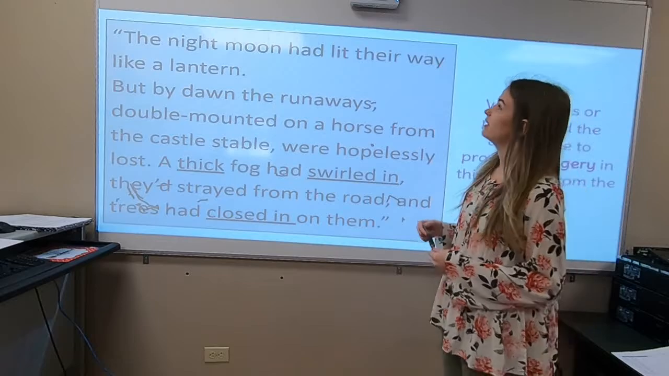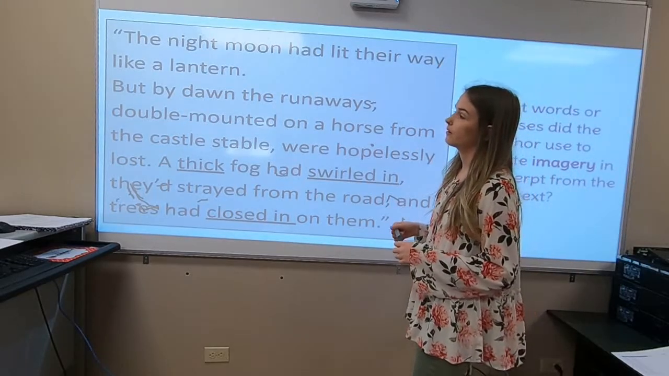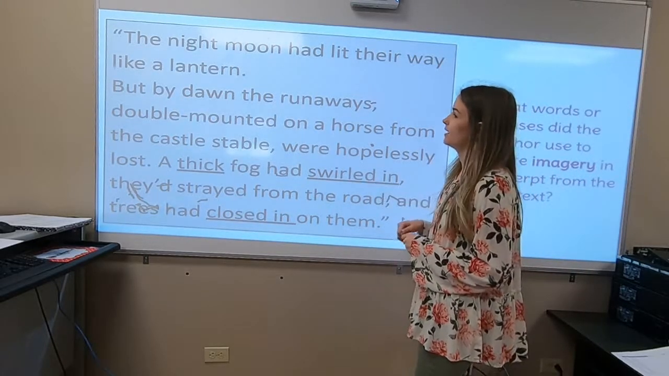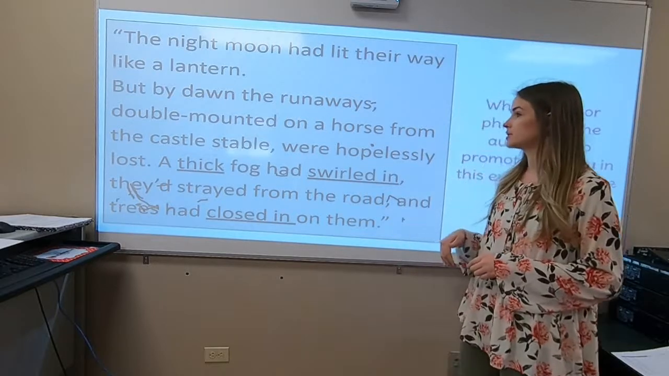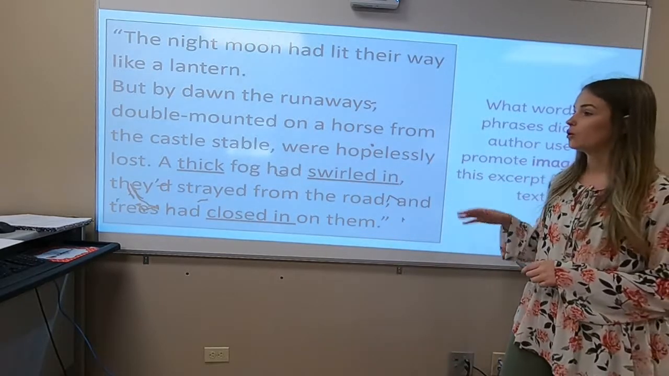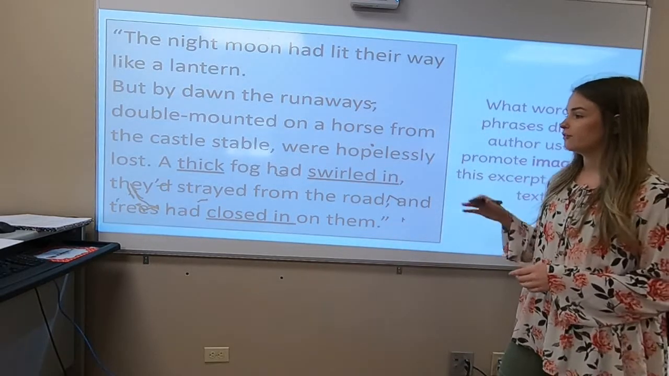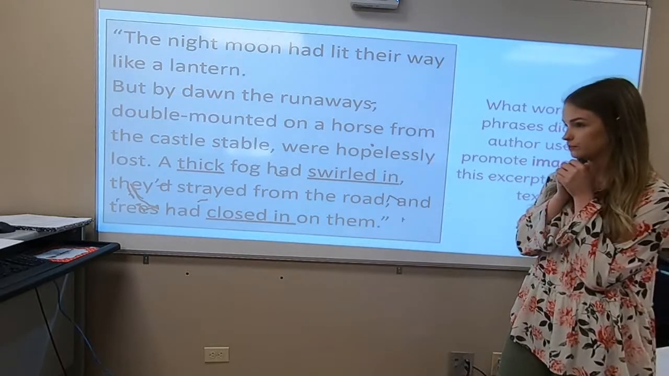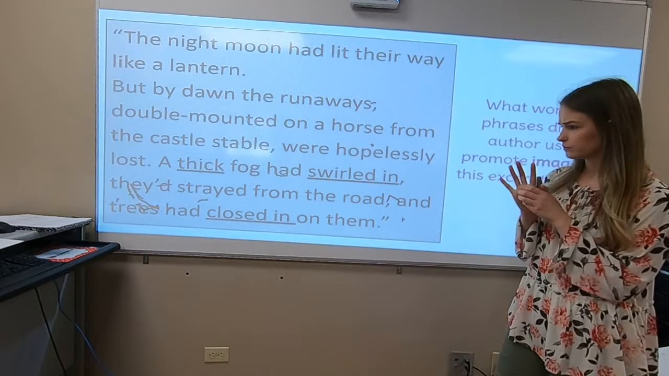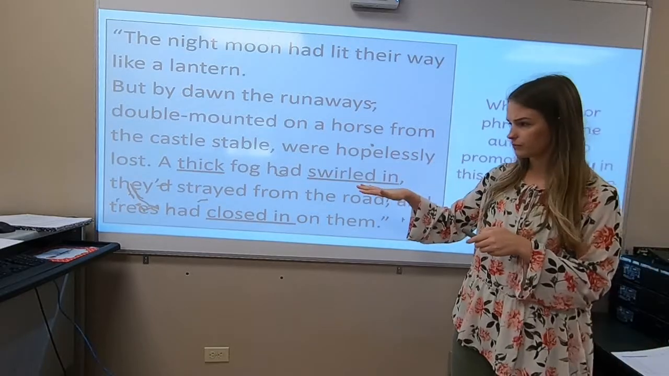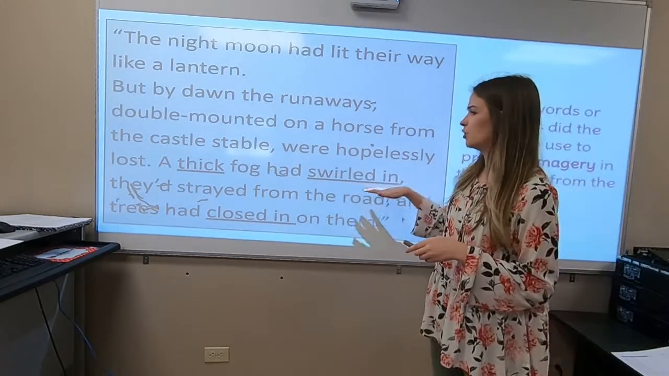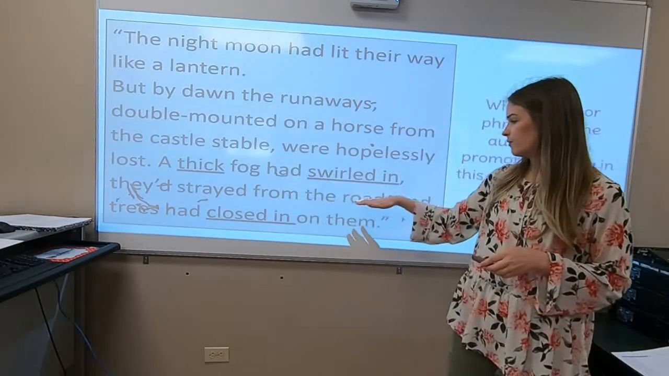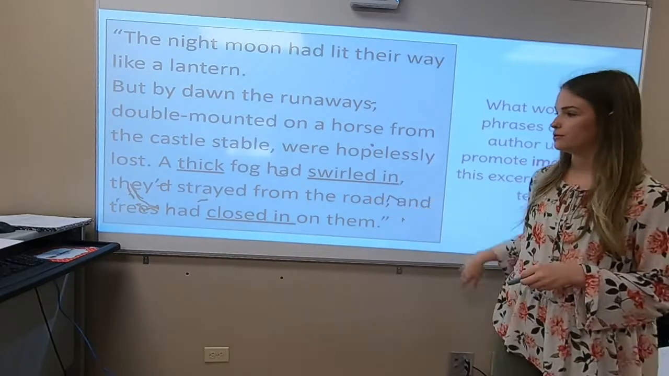The night moon had lit their way like a lantern, but by dawn the runaways, double mounted on a horse from the castle stable, were hopelessly lost. A thick fog had swirled in. They'd strayed from the road, and trees had closed in on them.